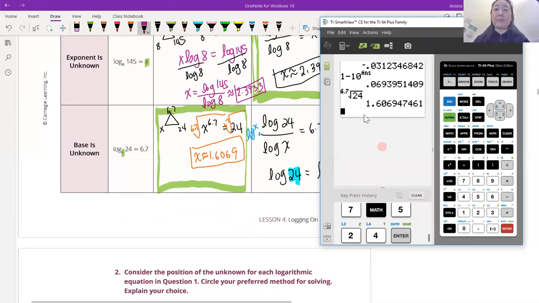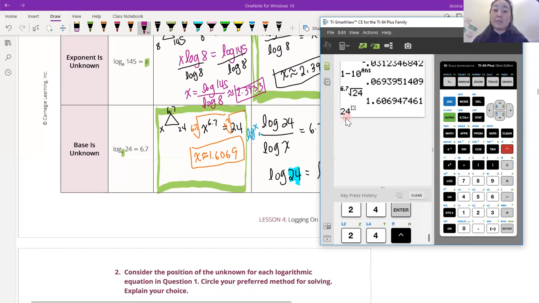Or if you can't find that button, it's pretty easy. It's 24 to the power, and if the exponent was negative, I would make sure to put parentheses around that.